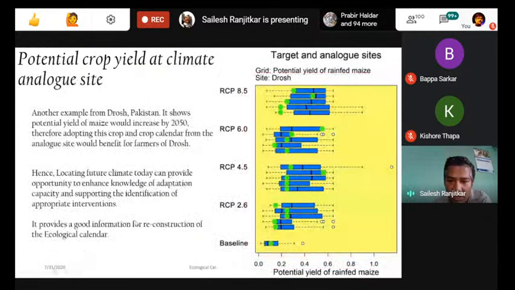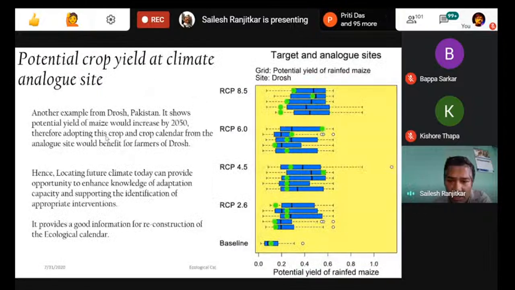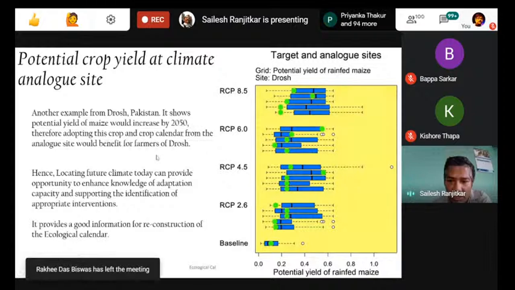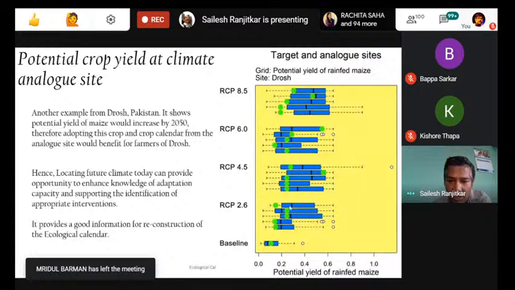Similarly, another example is from Dros, Pakistan. It shows potential yield of maize would increase by 2050. This is not the analog site for the site in Yunnan, but it is an independent, different example. I would just like to show this chart, because earlier we saw much reduction in wheat, but in this case we are seeing it is really good.